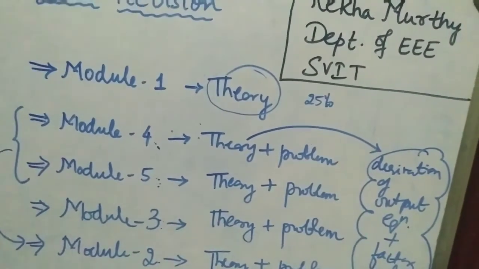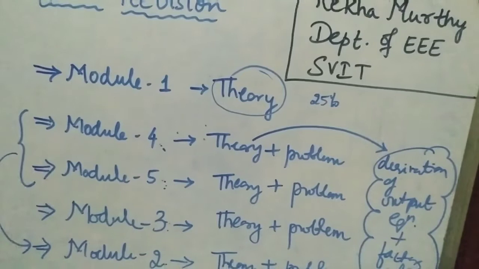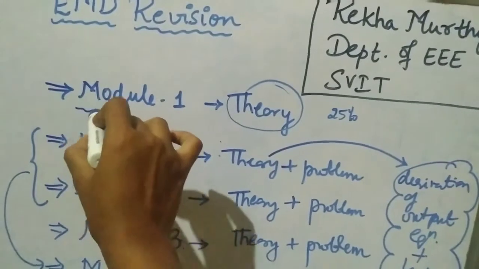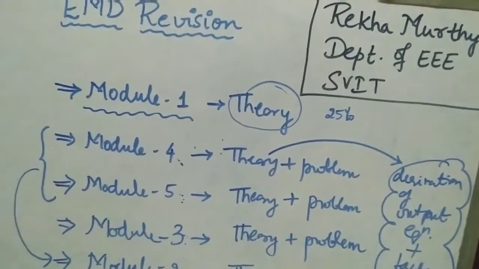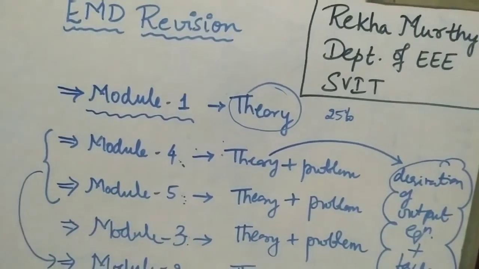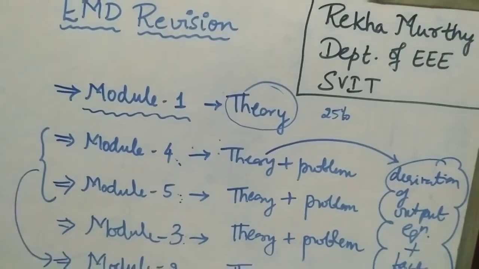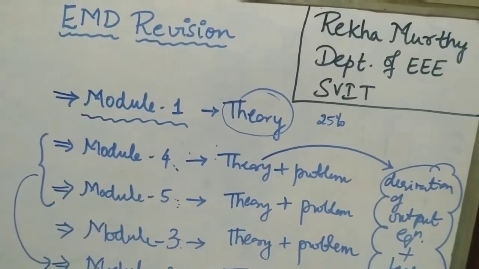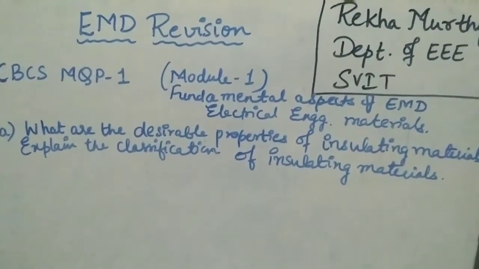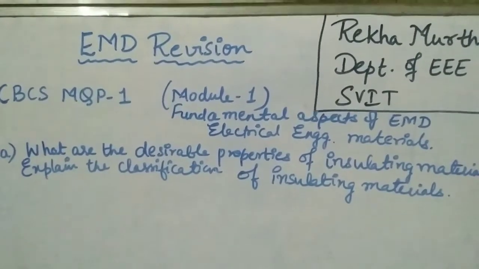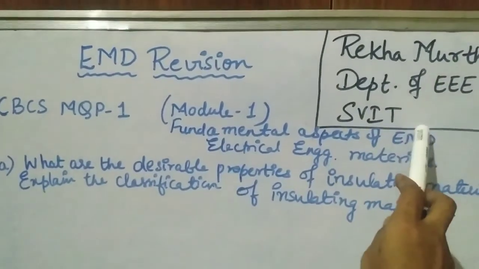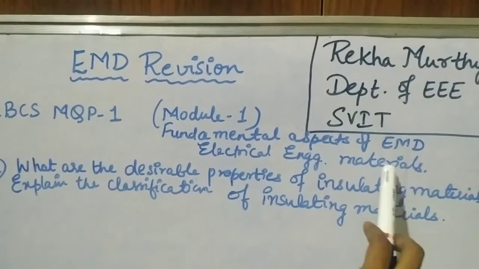Fine. So now let us take up one of the question papers and discuss only module 1, so that we revise all the questions which have been asked from this module 1 in the question papers. You can see in this CBCS model question paper 1, module 1 is mainly related to the fundamental aspects of electrical machine design and electrical engineering materials.